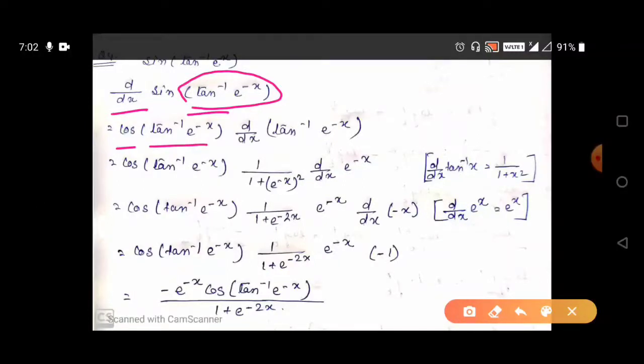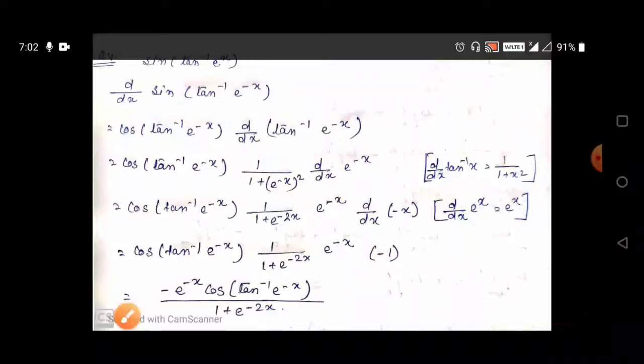Now we have to again differentiate tan inverse e to the power minus x with respect to x. Here we use the formula d/dx of tan inverse x, which is 1 by 1 plus x square. So here we will write 1 by 1 plus e to the power minus x whole square, because in place of x we have e to the power minus x. Now we have to again differentiate e to the power minus x.